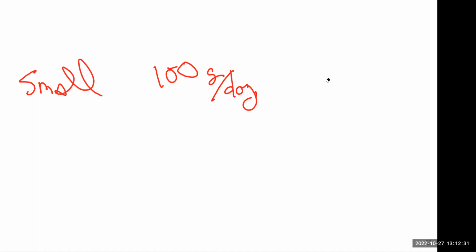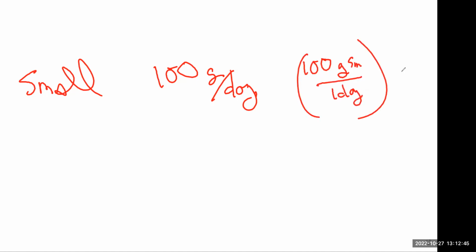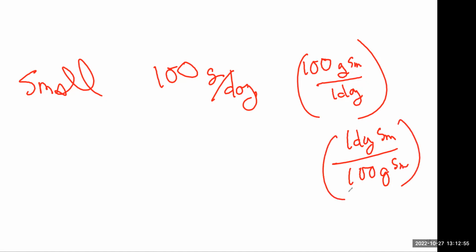As any ratio, I can write it one or two ways. Just like when we did the conversion factors, 100 grams small eggs per 1 dozen. Okay. Or I could say 1 dozen small eggs per 100 grams small eggs. Okay. Now, which ratio we use depends on the question.